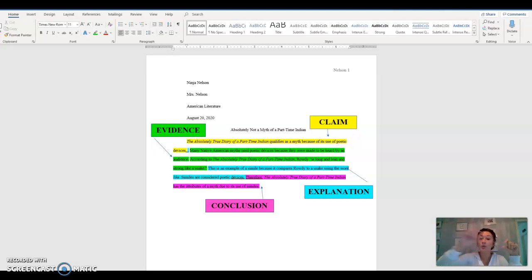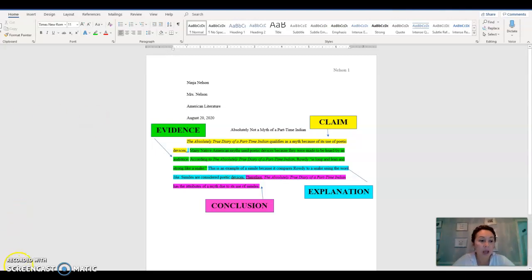So there's your paragraph. You have your claim, you have your evidence, you explain your evidence, and then you have a concluding sentence. You need to do that twice for 2 different Native American traits, and you need to use, obviously, 2 different pieces of evidence that you explain and discuss in your paragraph.